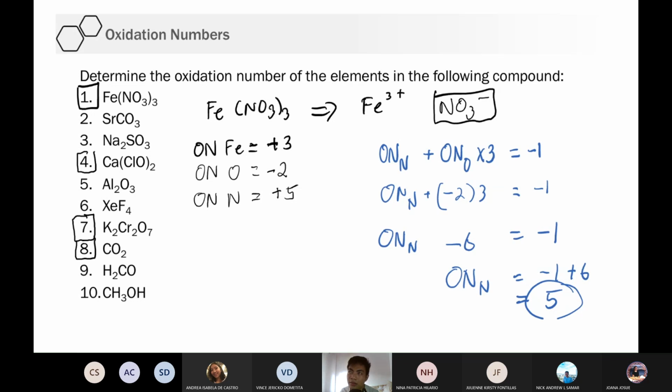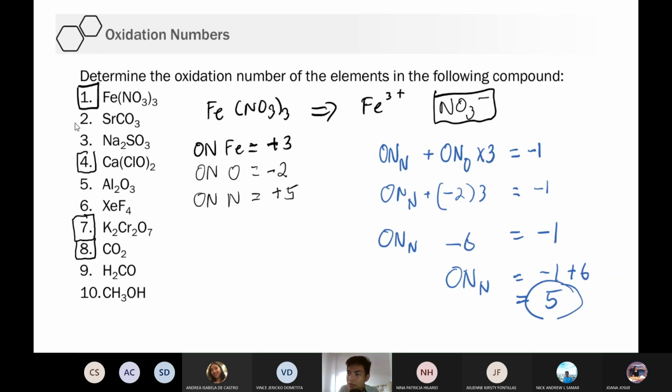Okay, so in order to answer problems like this, you should know the Lewis structure. You need to have some idea about the Lewis structure. Okay? So, that's it. Let's proceed with the next one.